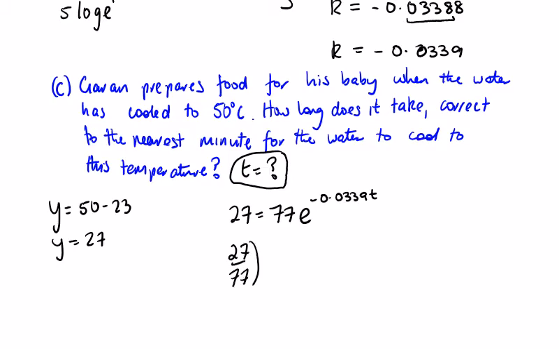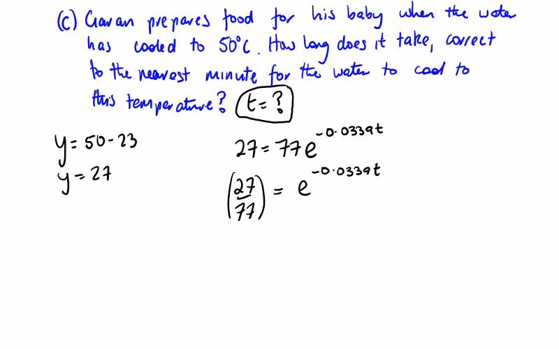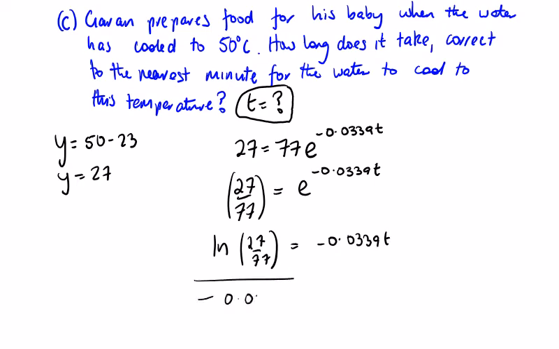So divide by 77. 27 over 77 is equal to e to the power of minus 0.0339T. So if you take the natural log, 27 over 77 is equal to minus 0.0339T. Just dividing this by minus 0.0339 will give me my T. So T is equal to 30.9135, 30.91, correct to the nearest minute, so 31 minutes for T.